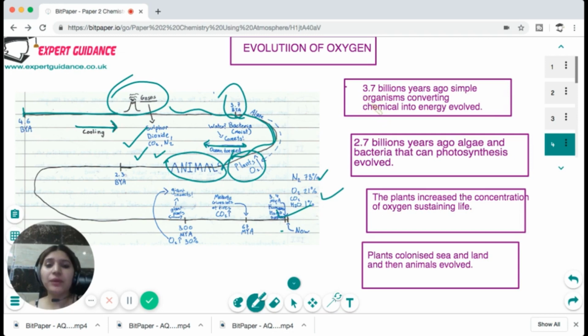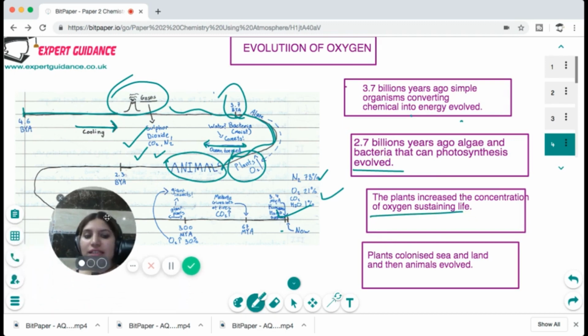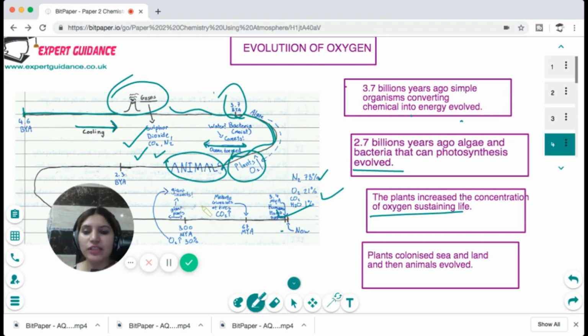Around 3.7 billion years ago, simple organisms like bacteria that convert chemicals into energy evolved. But around 2.7 billion years ago, algae and bacteria that can photosynthesize evolved. Then plants evolved, which increased the concentration of oxygen, sustaining life. And then the plants colonized sea and land, and then the animals evolved.